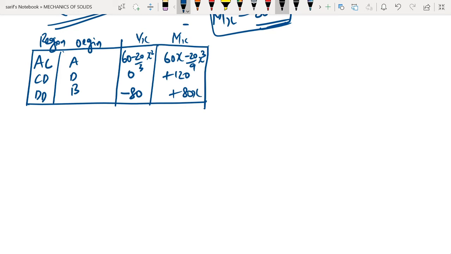Now what we have to do is we need to get the salient values of shear force and bending moment at the different points.